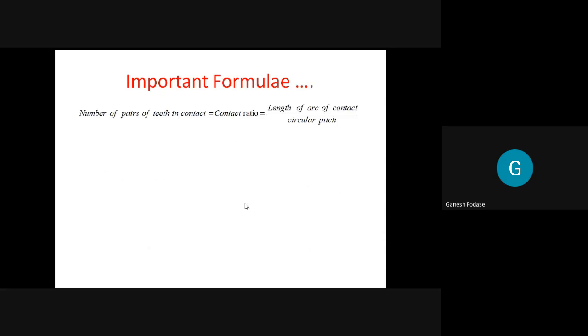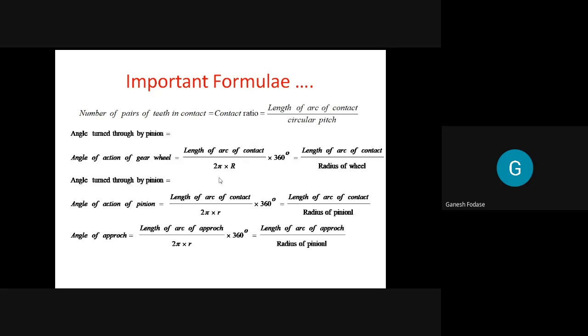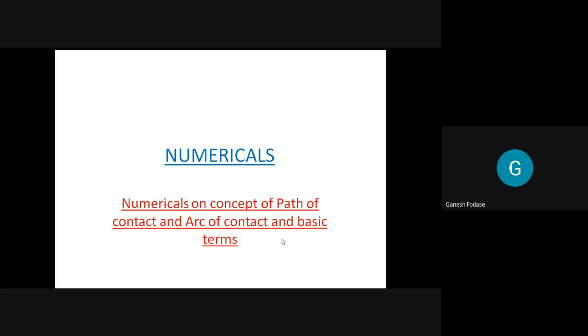We discussed these formulas. Contact ratio formula. Angle turned through by pinion. Numericals can be asked on these formulas. So I already explained in the regular lectures how to determine this angle turned through by pinion. So that formula is also important. And then in numericals, I'm not going to discuss numericals, but I just remind you what we discussed in numericals.